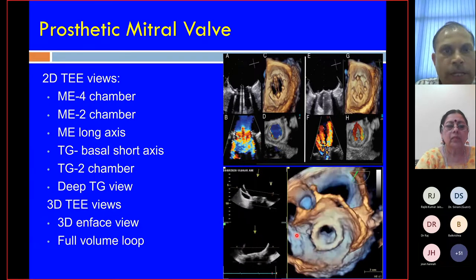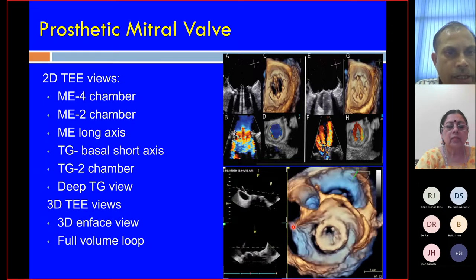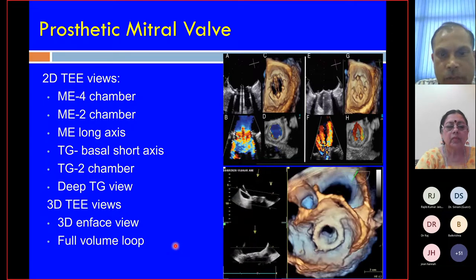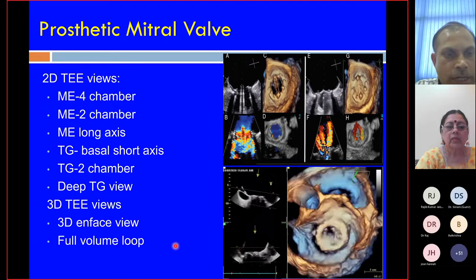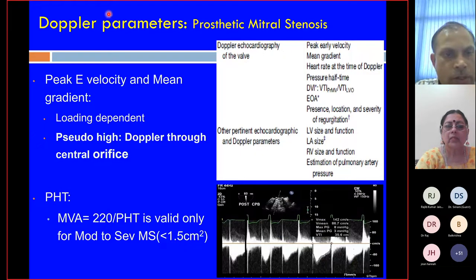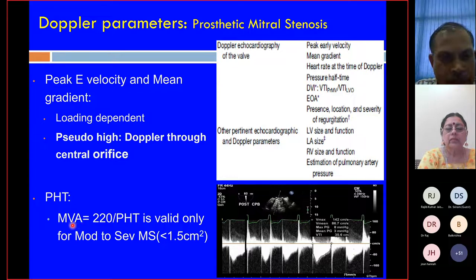In the Doppler examination, we can measure the peak E velocity and the mean gradient by putting the continuous wave Doppler. However, as I said, the continuous wave Doppler should not pass through the central orifice. This is also a load dependent parameter, so anything which increases the cardiac output will increase the gradient. You can measure the pressure half time by tracing the slope of the envelope, and you can get the mitral valve area by this formula, 220 divided by pressure half time. This is particularly valid if there is moderate to severe mitral stenosis.